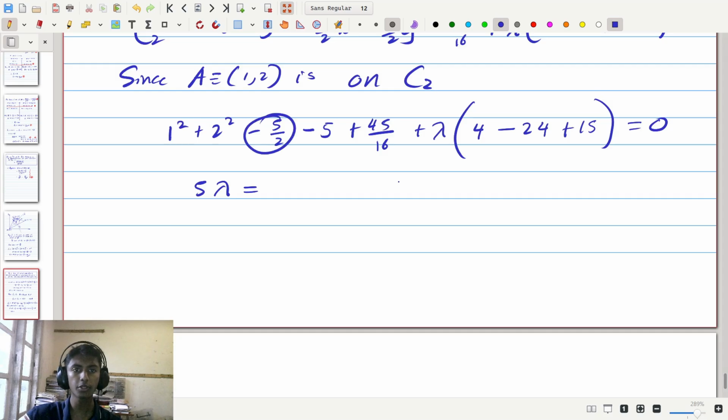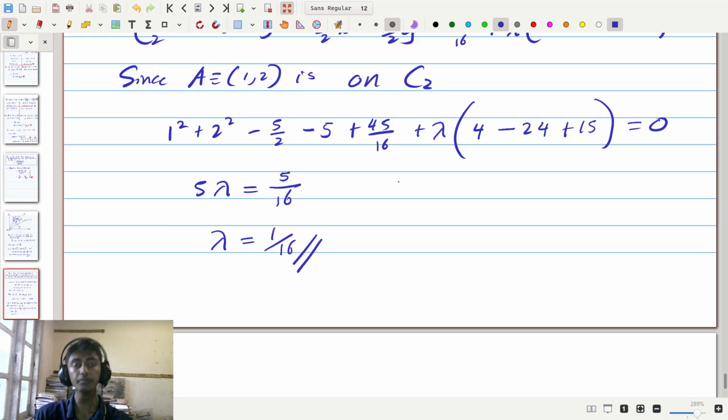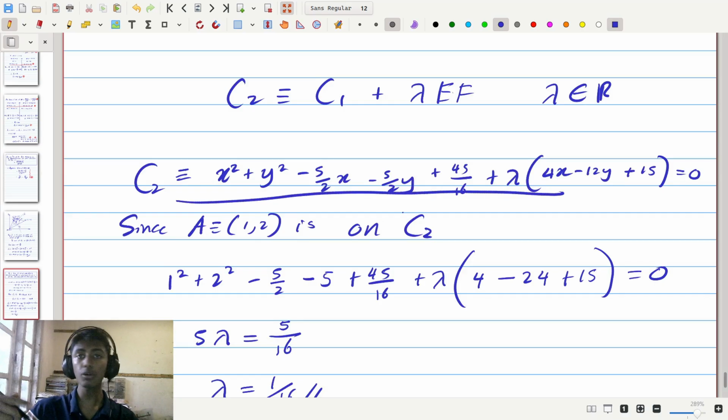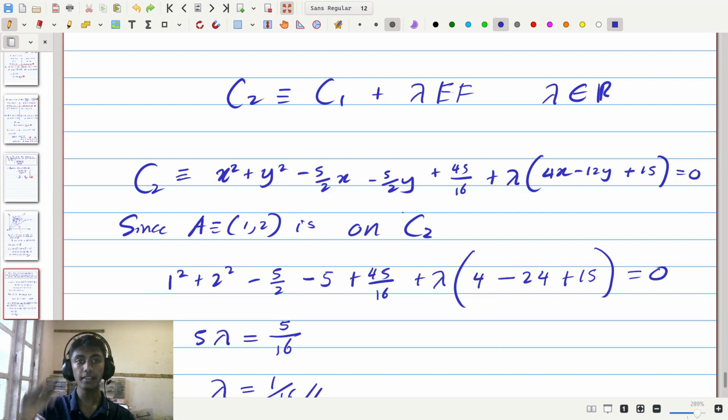So if we multiply the top and bottom here by 8, we can get minus 40 over 16 plus 45 over 16, which simplifies down to 5 over 16, which then gives us that lambda is equal to 1 over 16. So there we go. We've now found lambda. We can now go back up here and resubstitute the value of 1 over 16 for lambda into this equation in order to finally get the explicit equation for the circle C2.